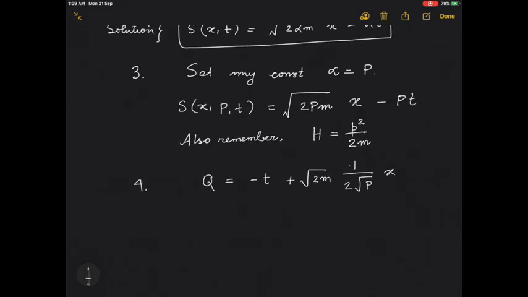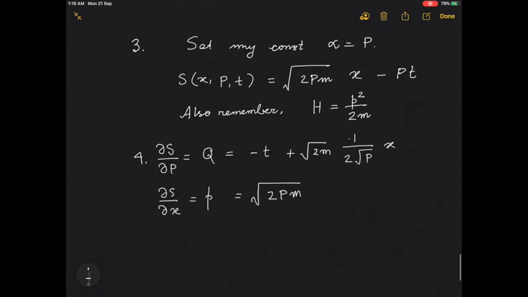What is the second one? The second one is del S del q_i is p_i. So let's do that. Del S del q_i is p_i. So what is del S del q_i? Let me write this down just in case. It is del S del q, which is del S del x, that equals p, and this is nothing but root 2Pm.